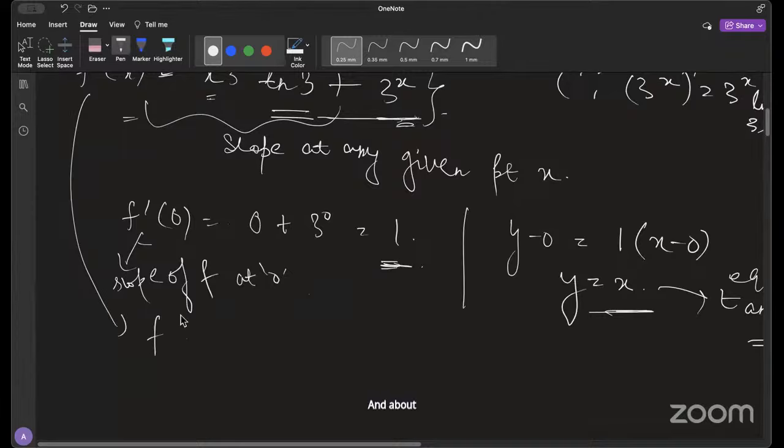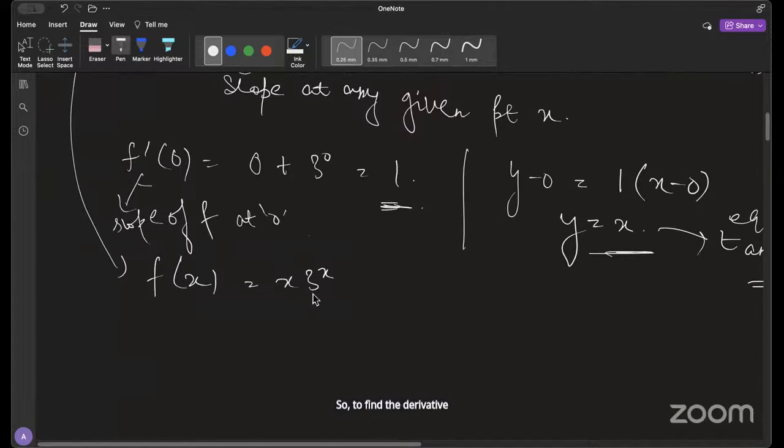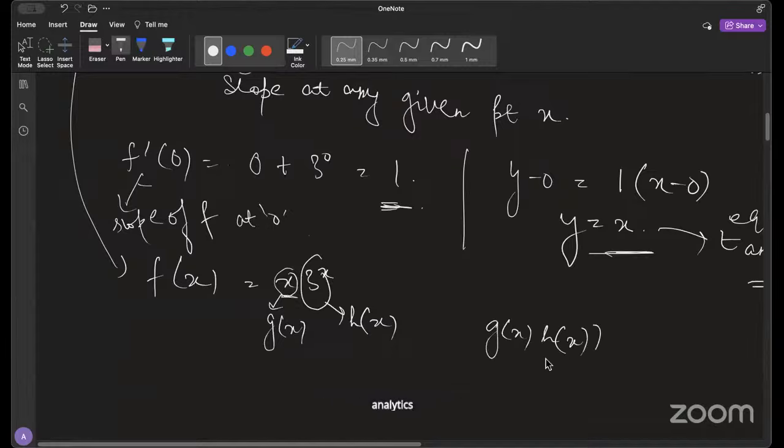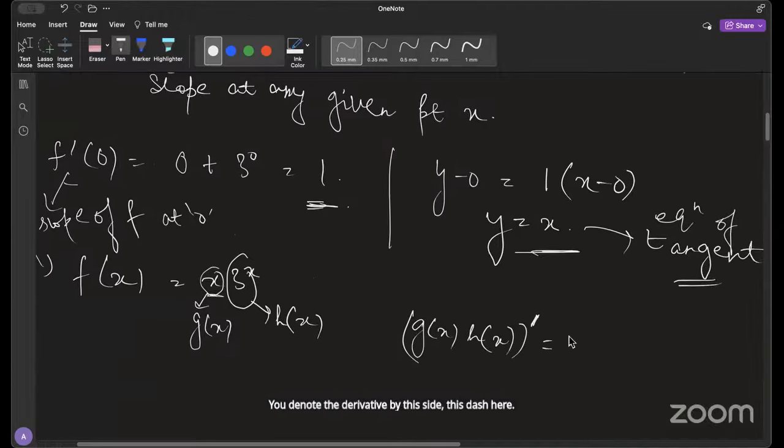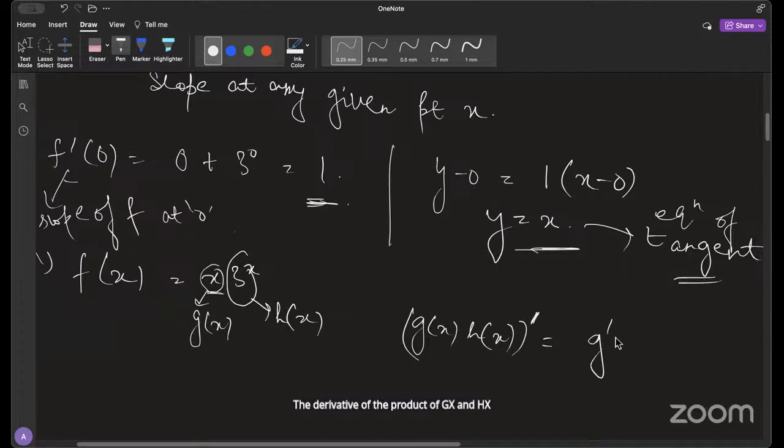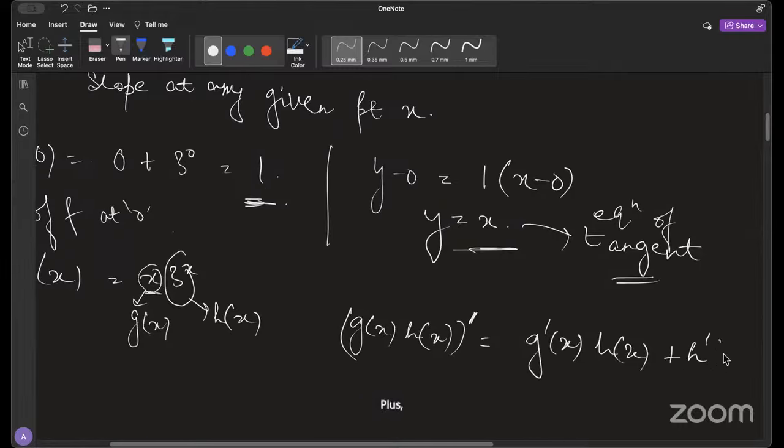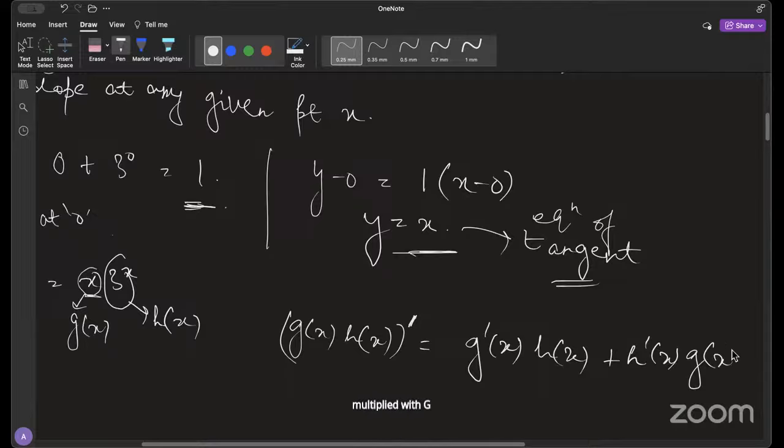And about the derivative, let's say your function is x times 3 to the power x, right? So to find the derivative, you use the multiplication rule. So let's consider this function as g(x), this function as h(x). So what does your product rule say? It says that the derivative of g(x) and h(x), you denote the derivative by this dash here. The derivative of the product of g(x) and h(x) is equal to the derivative of g(x) multiplied with h(x) plus the derivative of h(x) multiplied with g(x), right?